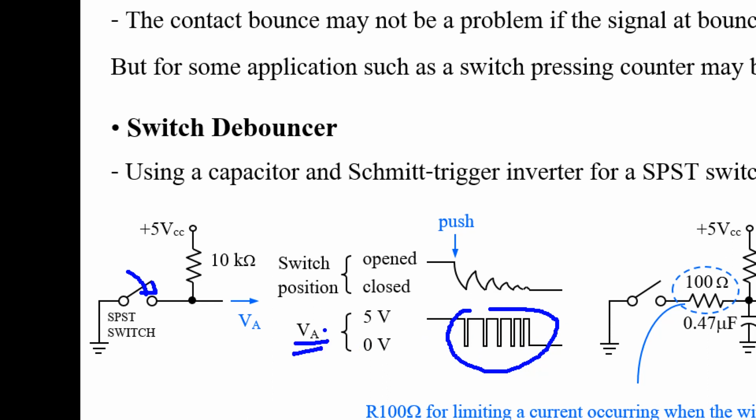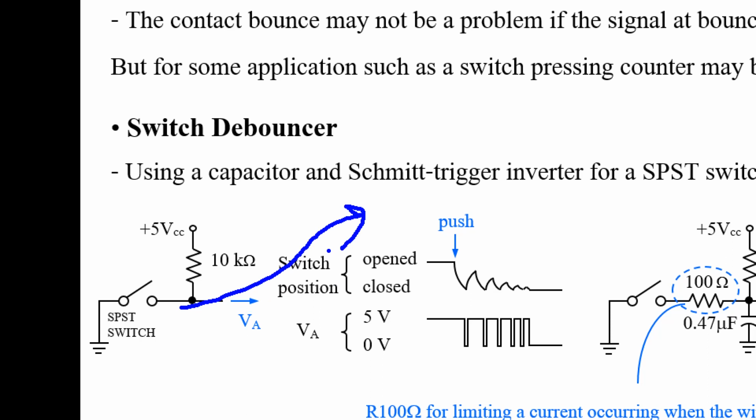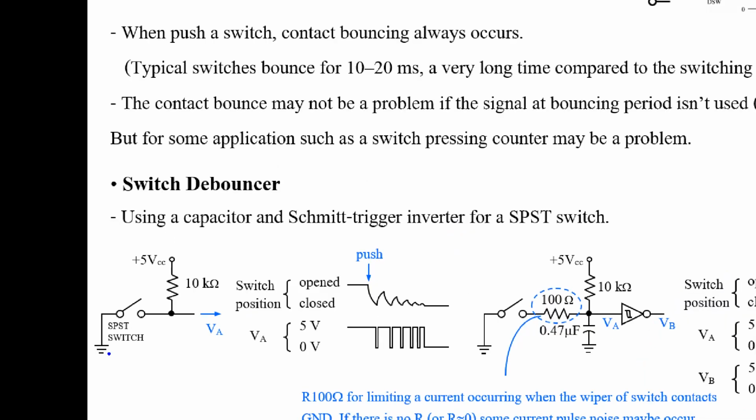So if you use this signal, for example, to count how many times users push the switch, it should show one time, right? But if you use this signal, maybe to detect the positive edge, it can detect 5 or 6. So the result is an error, right? Incorrect count. So how to solve this problem?